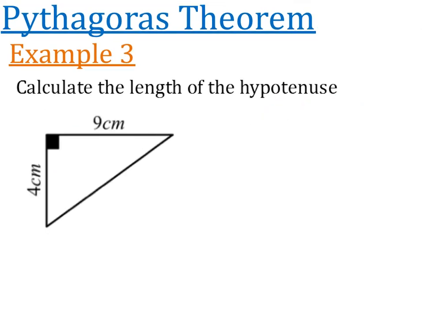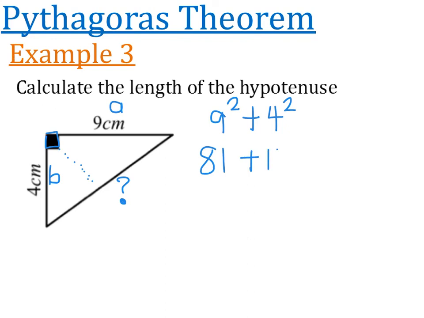All right, last example from me today. Again, it says calculate the length of the hypotenuse. So here's the right angle. They've already filled that in for us. And directly across from there is this side here. So they want us to find out how big is this side here. It doesn't matter what I call the other two sides. I'm going to call this one side A and this one side B. So I'm going to do 9 squared plus 4 squared. That is 81 plus 16, which is 97.